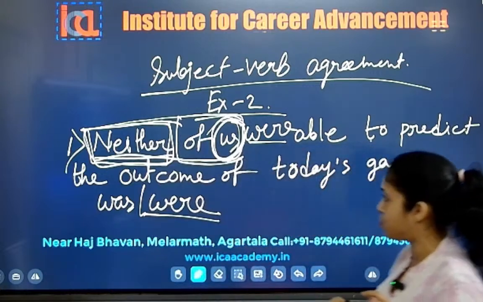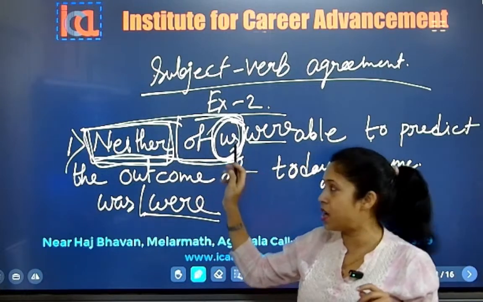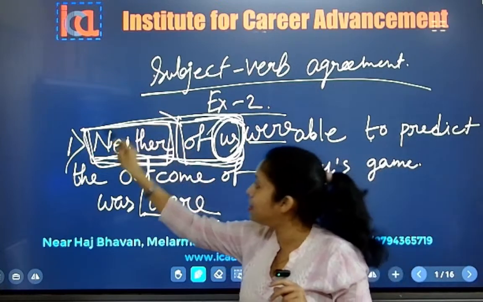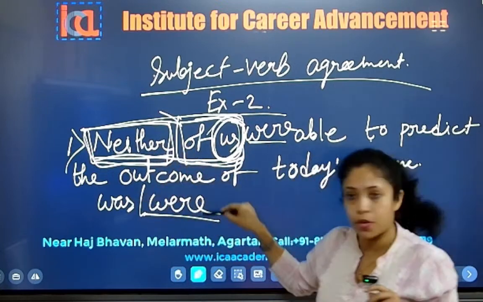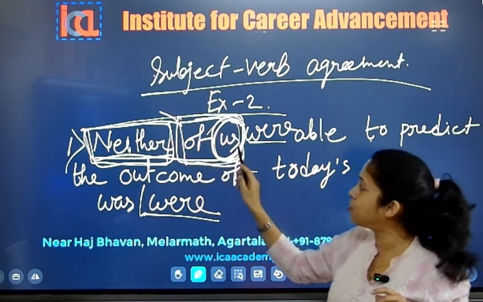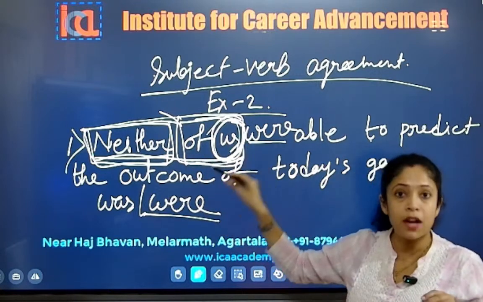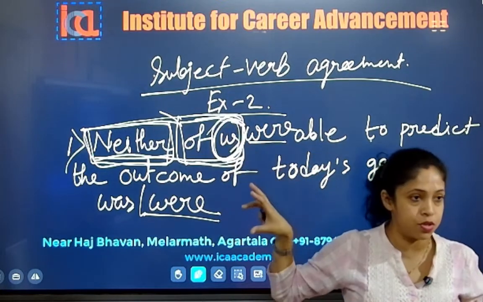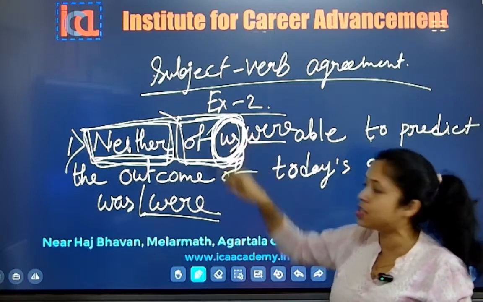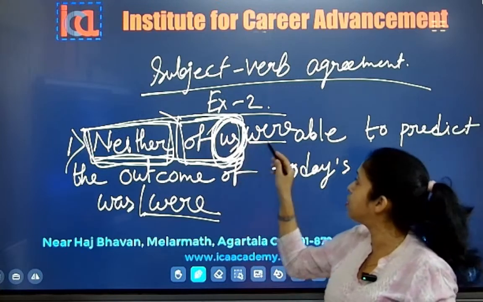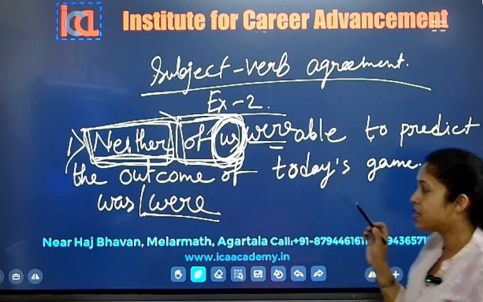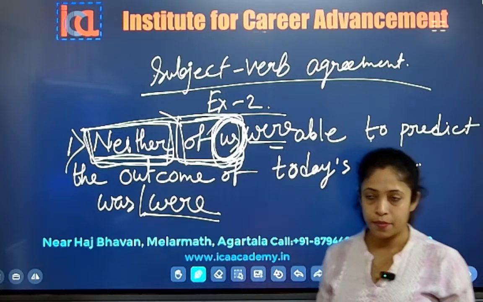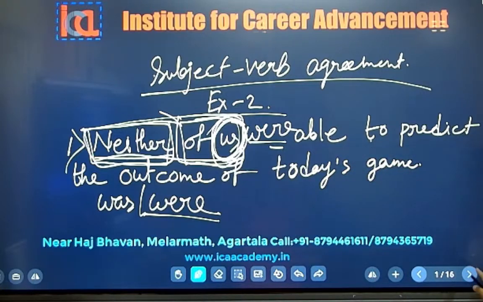I hope you have understood. Neither of us is a subject here, and of us is the phrase. Neither may take was, may take were, according to which number of noun or pronoun is used in the subject part. As we have seen, us is a plural number, then we shall use were. This is the thing. Question number 1, the answer will be were. Now next sentence.